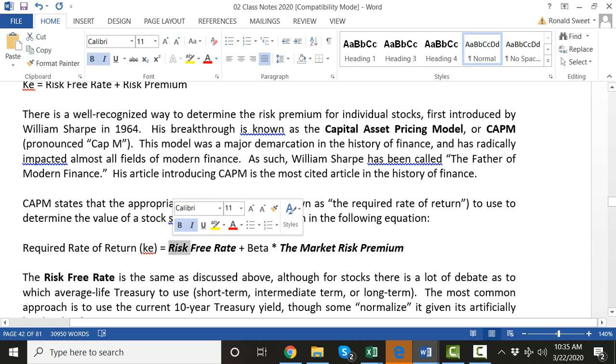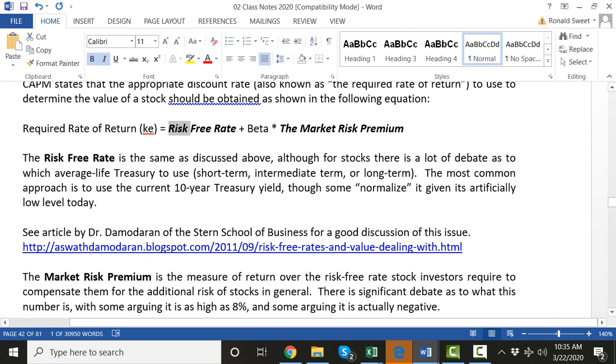All right, so the risk-free rate, very, very simple. We are going to use the 10-year Treasury yield. Now, the 10-year Treasury yield is so low right now. There are some people who argue to normalize it. I used to be in that camp. I've somewhat changed my opinion recently.